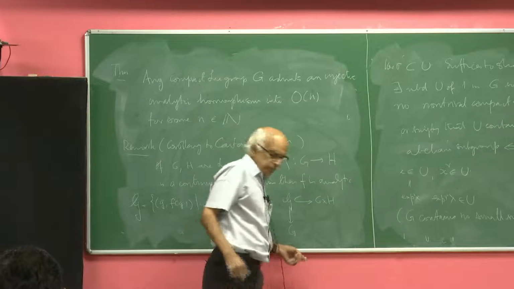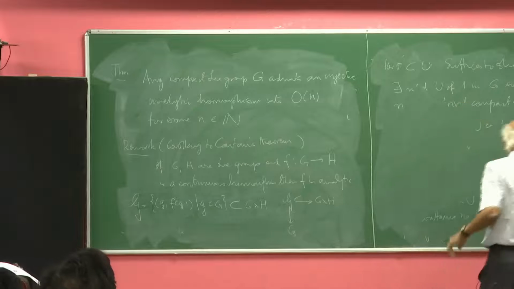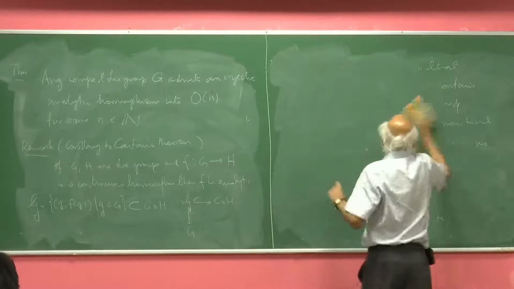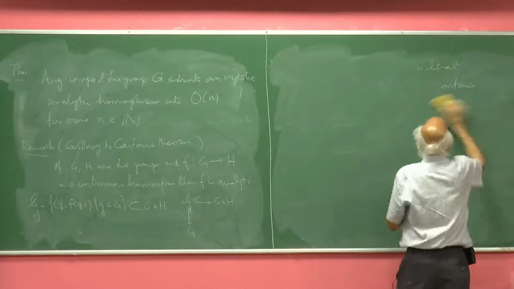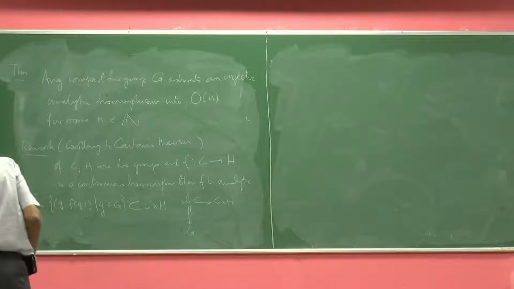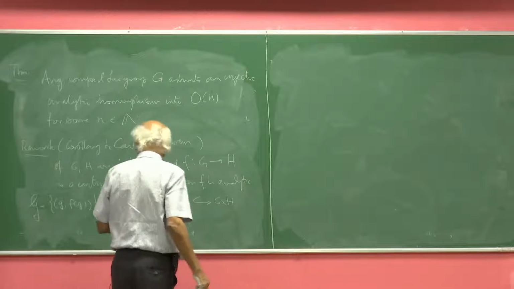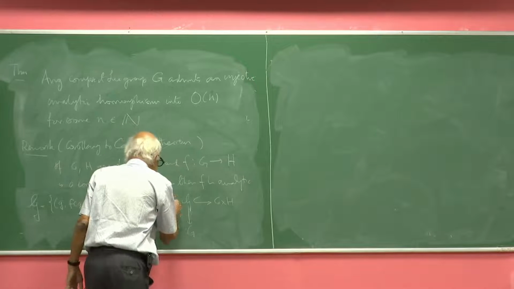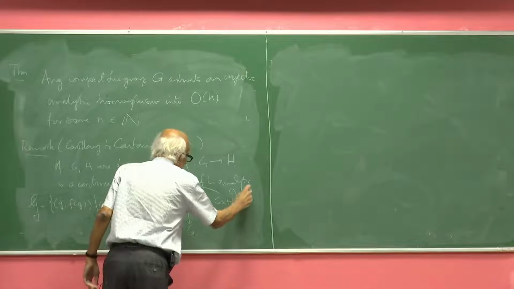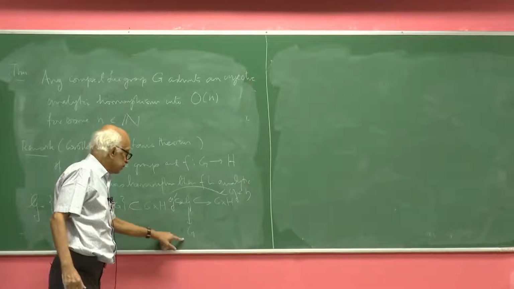Now, I want to say that I have G sitting inside G cross H. It's a closed subgroup, so I can look at its Lie algebra, which I'll call G prime. It's a subalgebra of the Lie algebra of G cross H. Now look at this projection from G prime to G.